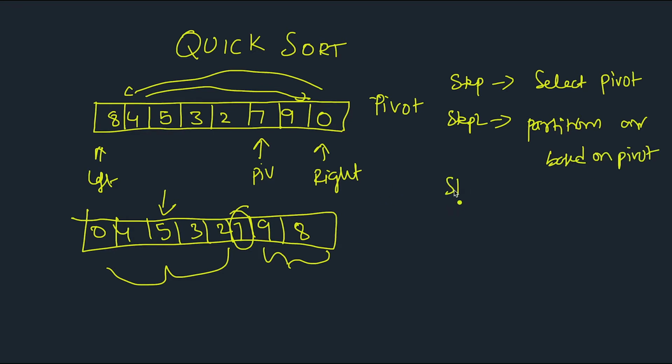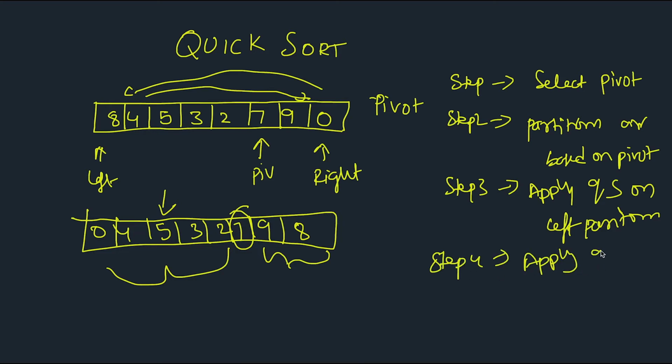And step 3 is to apply quicksort on the left partition, where the elements are all less than the pivot, and step 4 is to apply quicksort on the right partition. And we recursively do these 4 steps until we have a sorted array, or until the left index is no longer less than the right index. So let's go ahead and look into how the code looks for the quicksort algorithm.